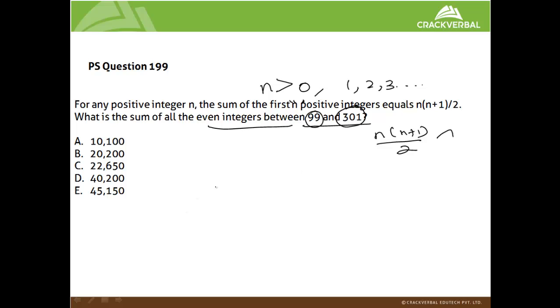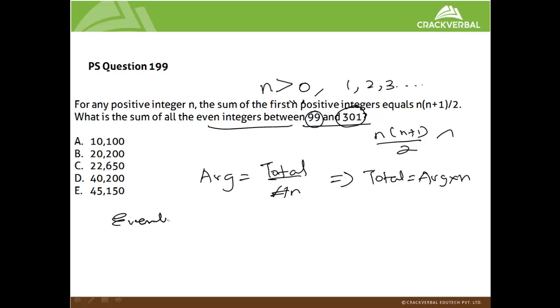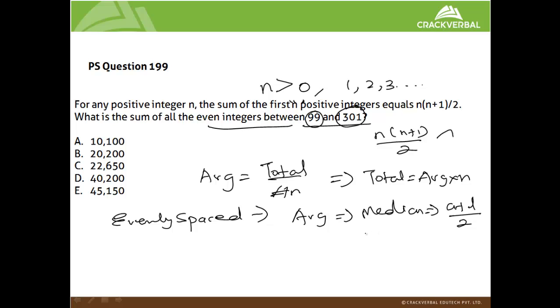So to find the sum here, we can use a simple formula which we learned a little bit earlier, that is the average formula. Average is nothing but total divided by number of elements, so total is nothing but average into number of things. Now we all know that whenever it is an evenly spaced list, that is the common difference is the same, then always average is equal to median. In turn, median is equal to the first and the last element divided by 2. A is the first, L is the last, first and last element divided by 2.